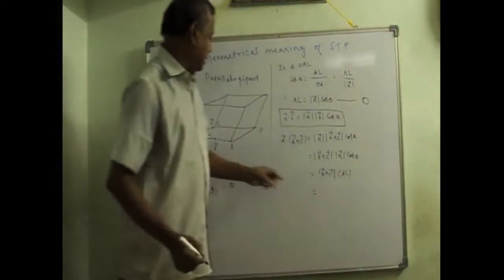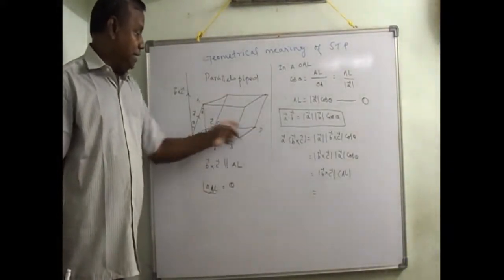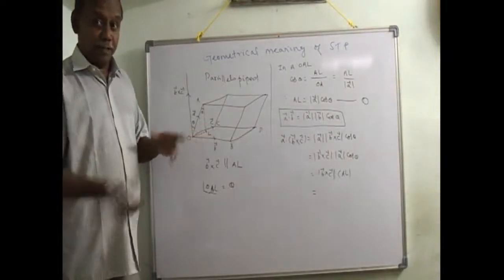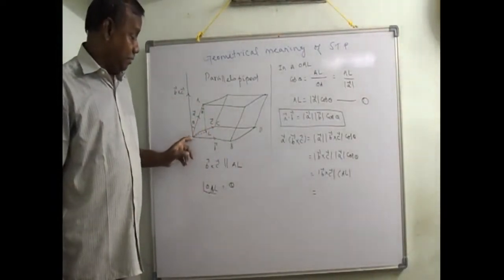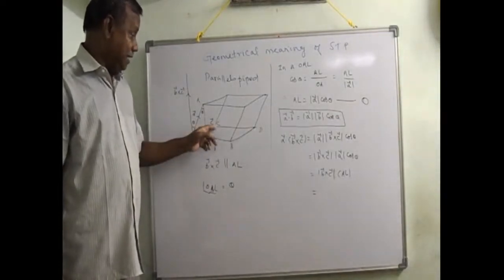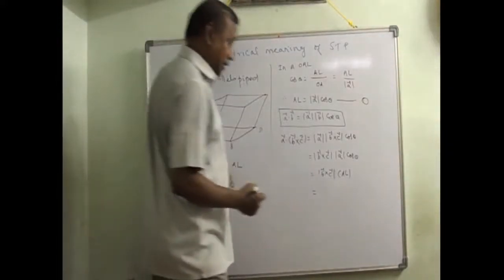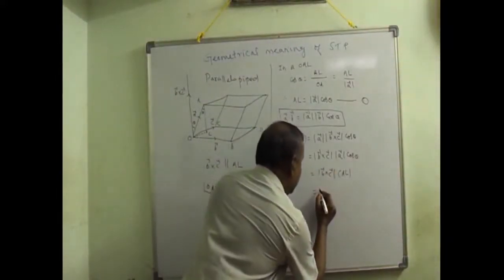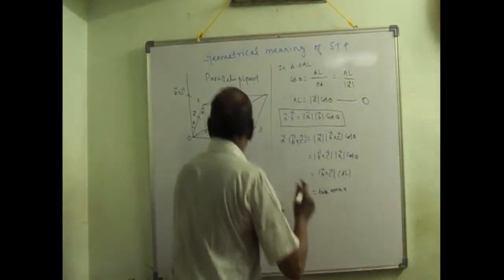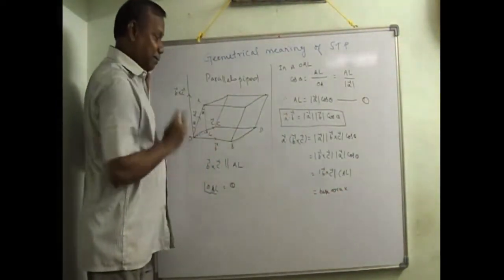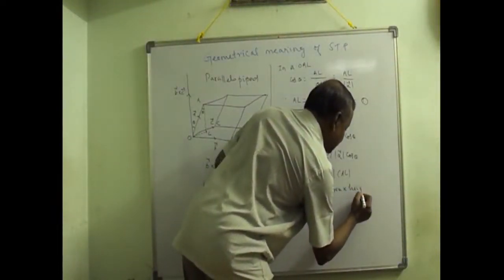Modulus of B vector cross C vector is the area of the parallelogram OBDC. I have already explained this in the previous video. So the area of the parallelogram OBDC is given by modulus of B vector cross C vector. So it is nothing but the base area. So this is base area into AL, which is the height, that is the altitude or height of the parallelepiped.